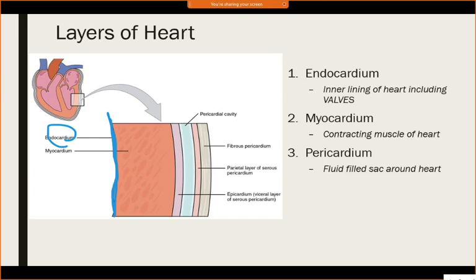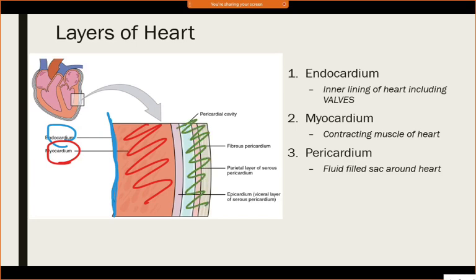The myocardium is the actual heart muscle, so we're going to make that in red. This is the myocardium here. And then on the outside, we have the pericardium, which comes with a couple of layers, but this is basically the fluid-filled sac outside the heart. It's supposed to be fluid filled, and the reason is so that you don't rub up against your lungs. It protects that heart muscle from everything on the outside.